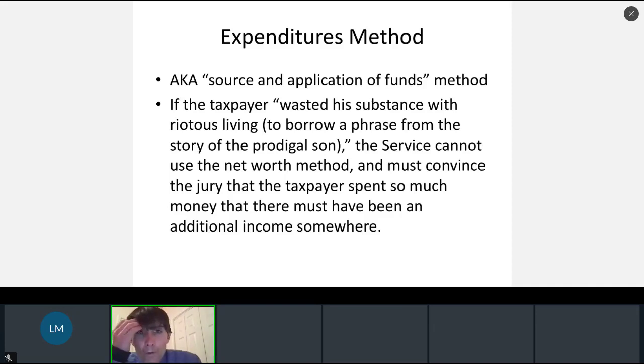Now we turn to the expenditures method. This is also known as the source and application of funds method. If the taxpayer wasted his substance with riotous living, to borrow a phrase from the story of the prodigal son, the service cannot use the net worth method and must convince the jury that the taxpayer spent so much money that there must have been additional income somewhere.